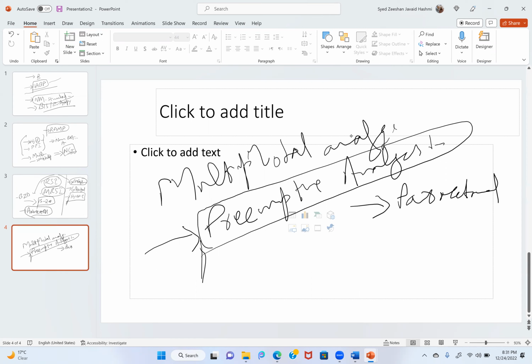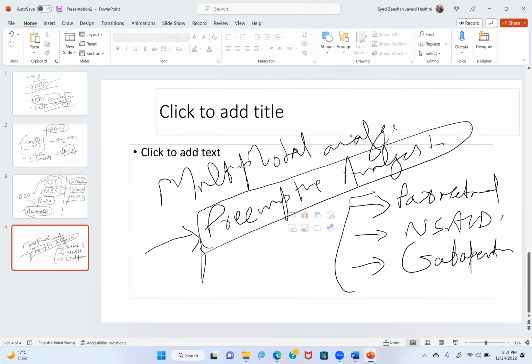Paracetamol, NSAID. Okay. Then another medication, who will tell? Gabapentin. Okay. What else can we do which will help us in our actual induction?